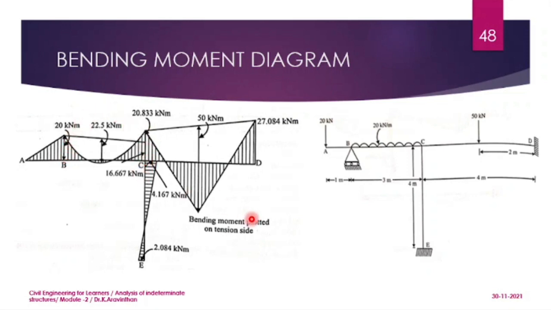So what will be the answer? WL square by 8. W is 20 into 3 square divided by 8. What is the answer? 20 into 3 square divided by 8 is 22.5. This is the answer. So you can draw it upward. And you have a point load. So what is the formula for finding the positive bending moment when you have point load? WL by 4. You can use that. You can write it either on top or at the bottom.